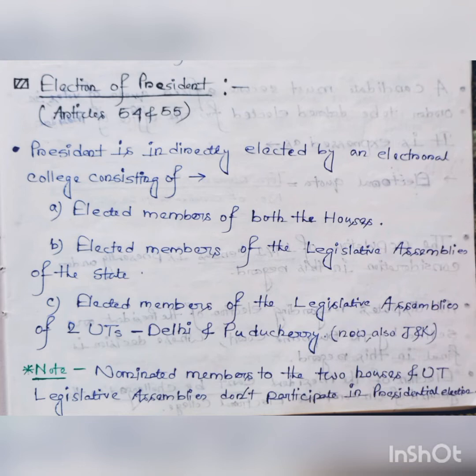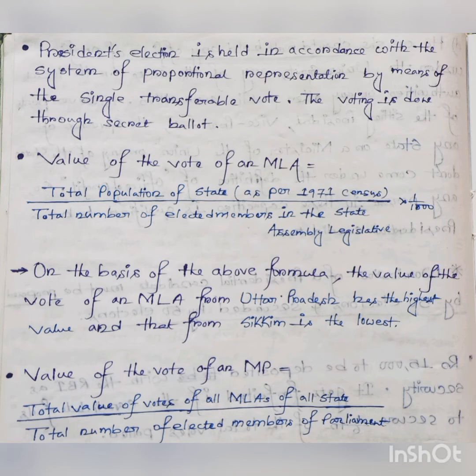Next point, the President's election is held in accordance with the system of proportional representation by means of the single transferable vote, and the voting is done through secret ballot. The value of the vote of an MLA, Member of Legislative Assembly, equals the total population of the state as per the 1971 census divided by the total number of elected members in the state legislative assembly, into 1 by 1000.